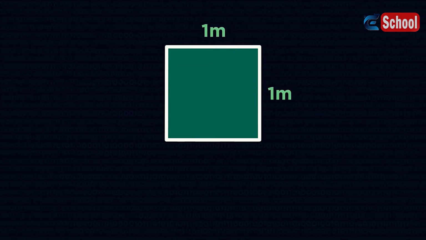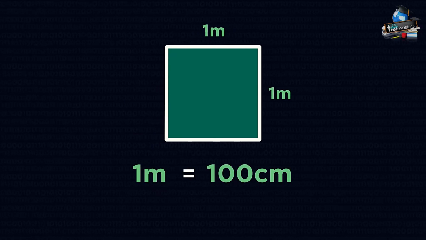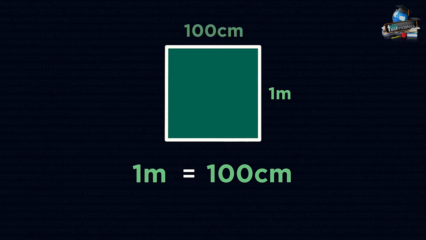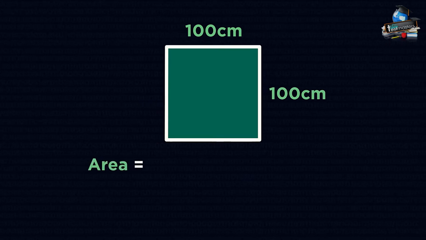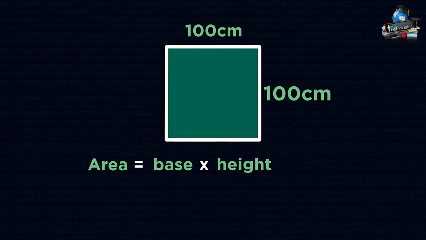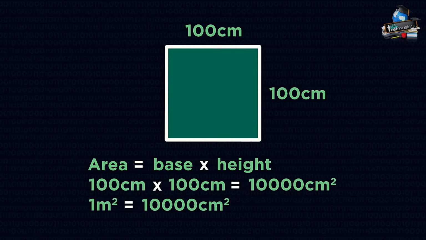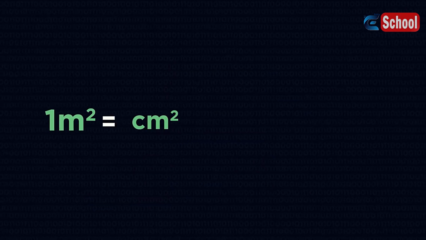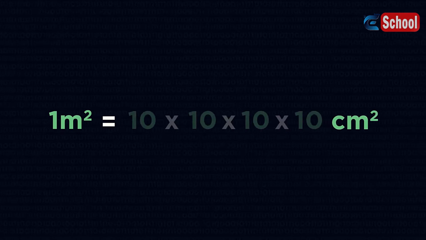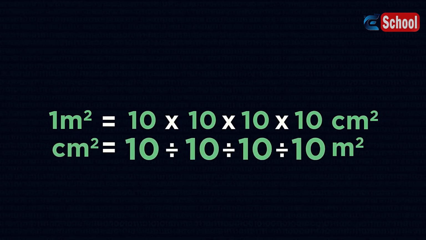Simply put, a square that has lengths of 1 metre. We know that because 1 metre is the same as 100 centimetres, our square dimensions are 100 centimetres by 100 centimetres. We find the area of a square by multiplying the base by the height, which means that 1 metre squared contains 10,000 centimetres squared. We can therefore convert any values in meters squared to centimetres squared by multiplying the value by 4 powers of 10, or back by dividing by 4 powers of 10.